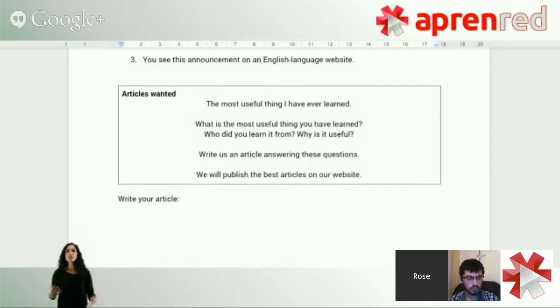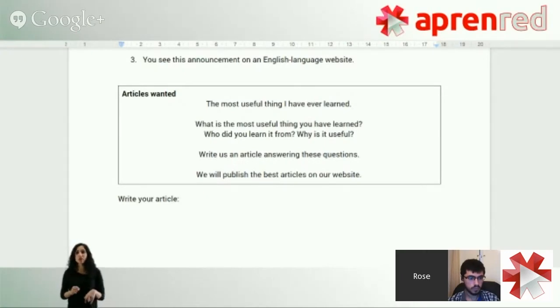Okay, what do you need to do here? Exactly what they're asking for. Say, what is the most useful thing you've ever learned? Why is it the most useful thing you have ever learned? And who did you learn it from, or where did you learn it, or how did you get to learn that, okay? And the article has to be answering these 3 questions. That is the most important thing to do.